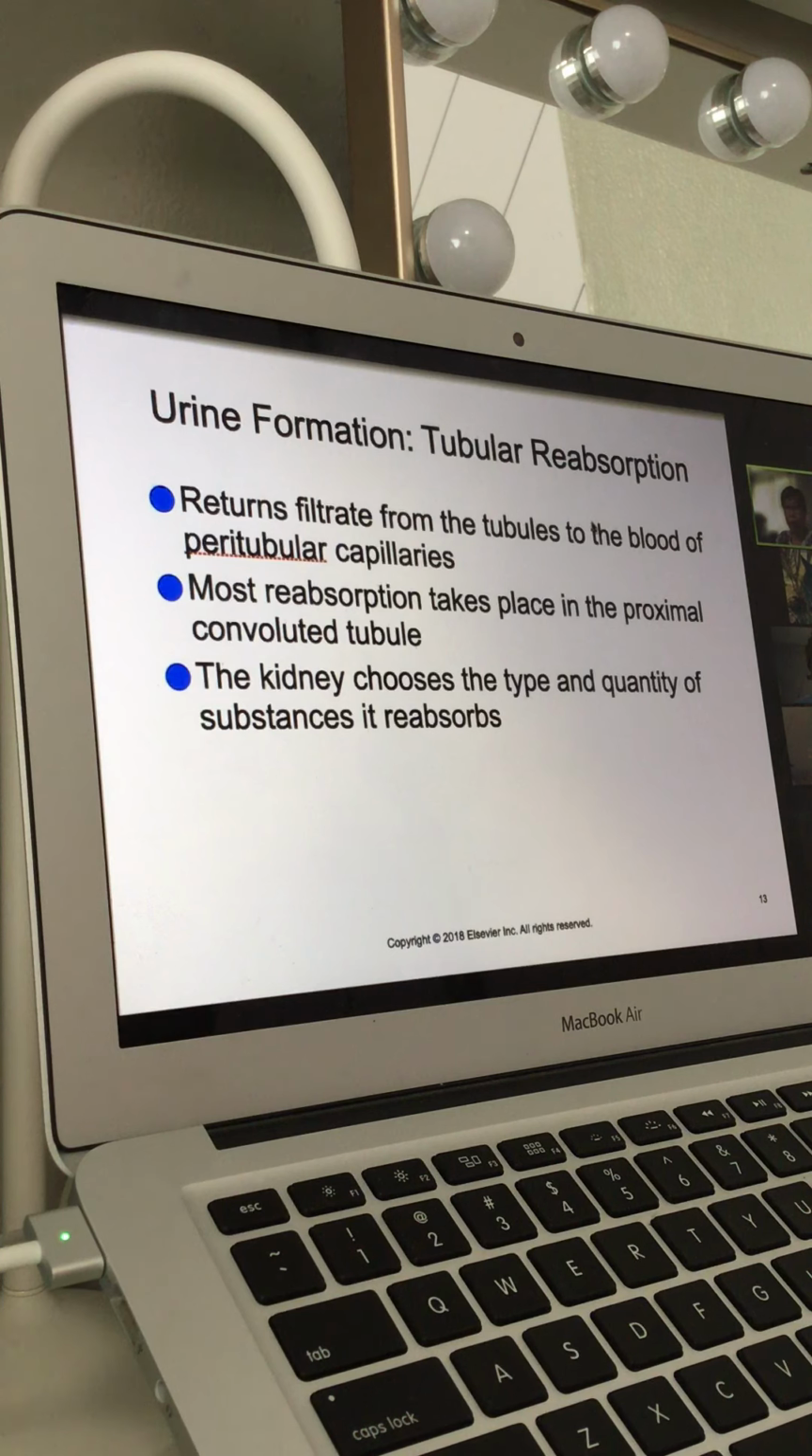And then the second part of urine formation is tubular reabsorption. As a recap, it returns filtrate from the tubules to the blood of the peritubular capillaries. So the peritubular capillaries, these are the efferent arterioles that you see, surrounding the tubules. The kidney chooses the type and quantity of substance it absorbs.